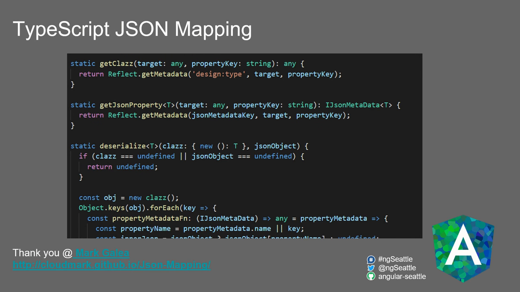TypeScript JSON mapping. I have to say thank you to Mark Galli. This is his GitHub. He was my driver for this JSON transformation. I will explain a little bit about this. So you all know that today, if you're calling an HTTP request, you can pass a specific model in TypeScript, and it will transform your JSON into this specific model. It's actually not a real mapping that's happening over here. It's just a mapping property to property, and that's it.